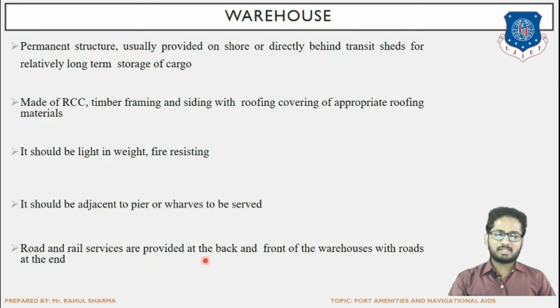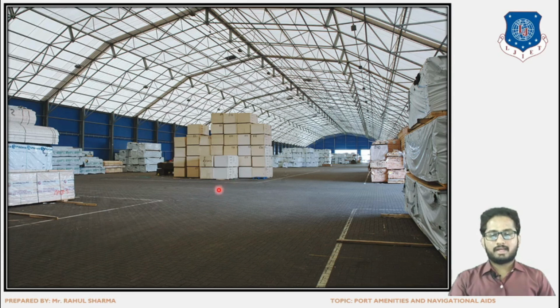Road and rail services are provided at the back and front of the warehouse, with road at the end. So these are basically the communication facilities which are provided. Next, this is the view of the warehouse. Here the cargo or commodity has been stacked up, piled up, and various bifurcations are done depending upon the nature of the cargo.